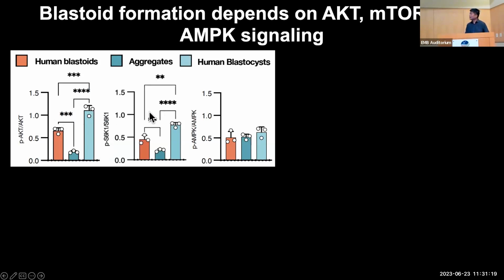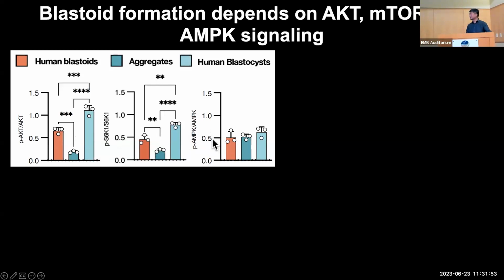As you can see from this graph, a couple of signaling pathways, including AKT and mTOR, are highly activated in the human blastocyst. And we see the same trend in the human blastoid, especially when we compare human blastoid to non-blastoid aggregates generated from the same experiment. We see the enrichment of the AKT and mTOR pathways in this human blastoid, but less so in the non-blastoid aggregates. But for the AMPK signaling pathway, we didn't see any difference.